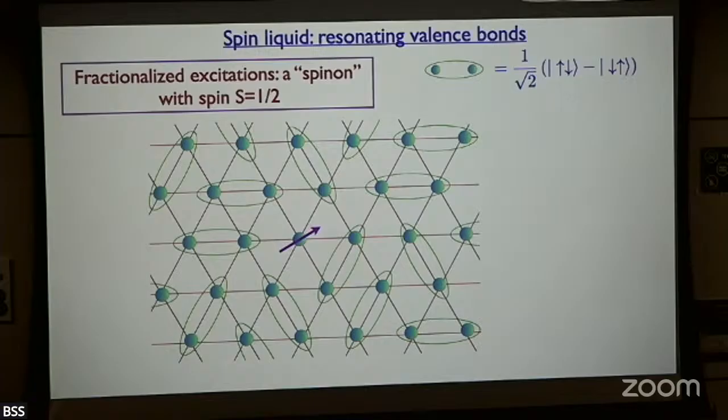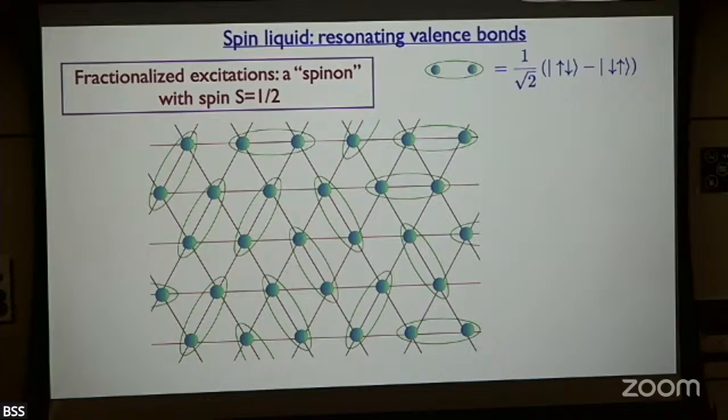Yeah. So the local operation created this object. You just hit that singlet bond and convert it to triplet. That's a local operation. But then you have to do a non-local operation, where you move the other guy out to infinity. That's the non-local part.